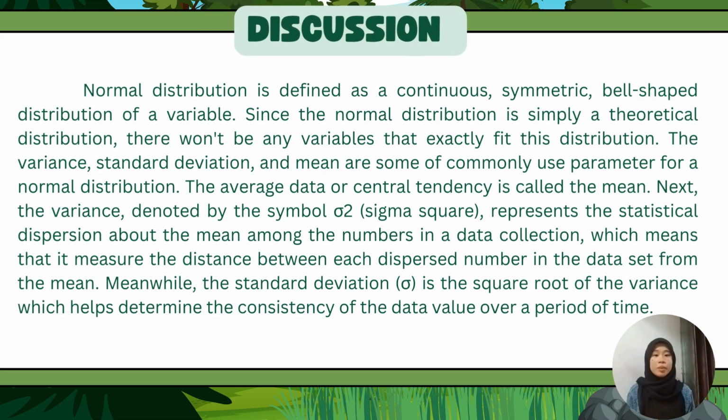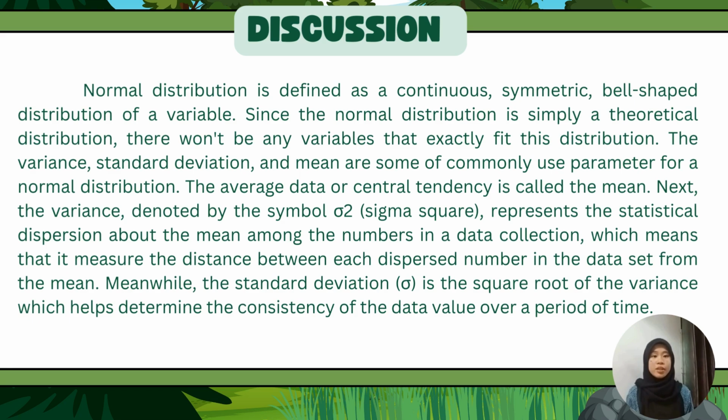Discussion. Normal distribution is defined as a continuous, symmetric, bell-shaped distribution of a variable. Since the normal distribution is simply a theoretical distribution, there won't be any variables that exactly fit this distribution. The variance, standard deviation, and mean are some of the commonly used parameters for a normal distribution. The average data of central tendency is called the mean.